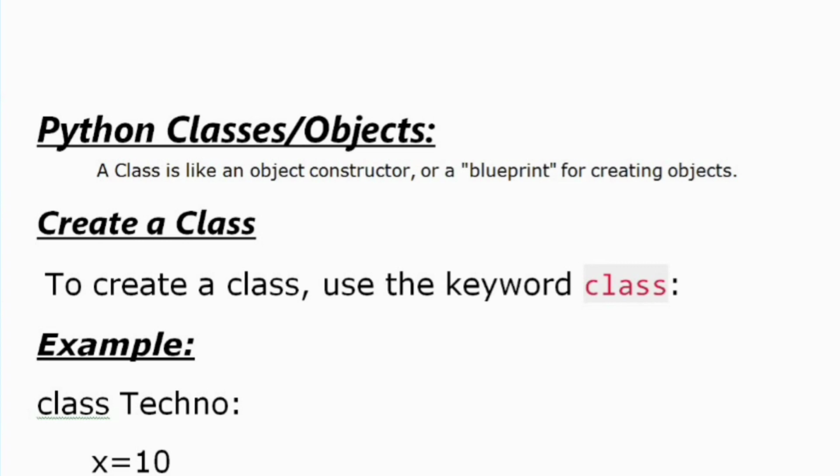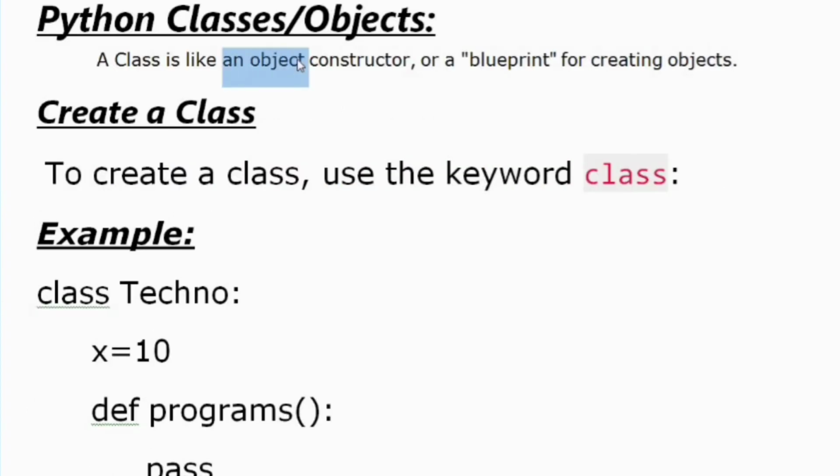Hello everyone. In today's video, we are going to see about Python classes and objects. Python is an object-oriented programming language. Almost everything in Python is an object with its properties and methods. A class is like an object constructor or a blueprint for creating objects. Let's know more about classes in this video.